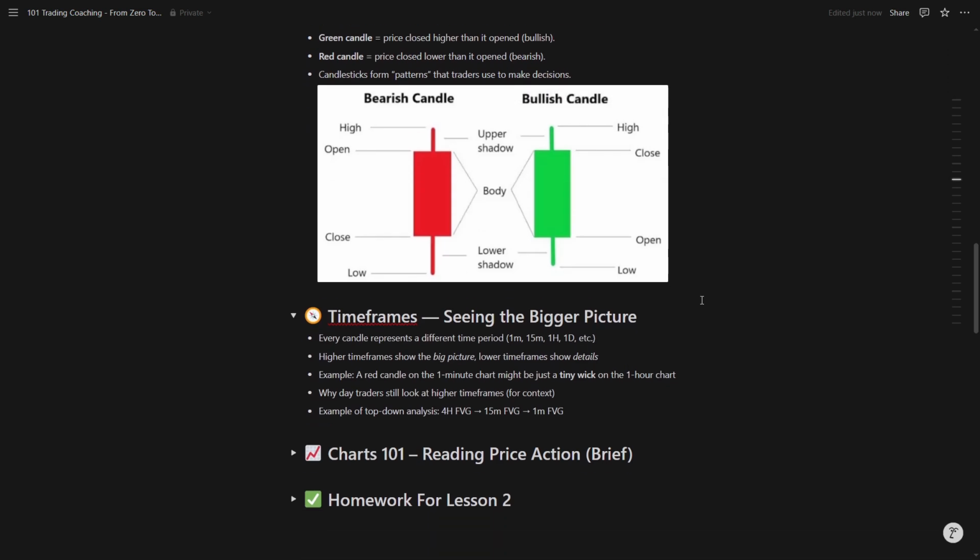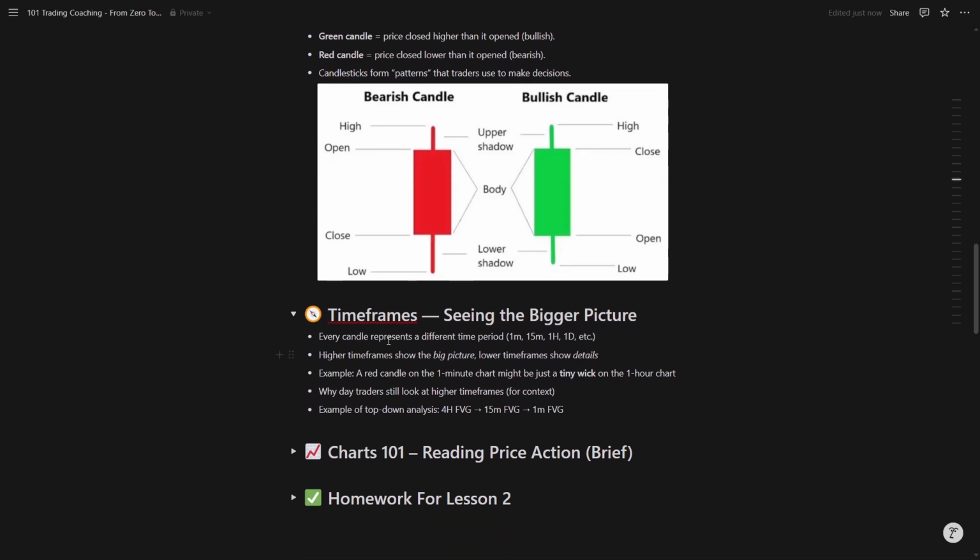Now, regarding time frames, every candle, like we mentioned, represents a different time period. The higher time frames show the bigger picture, and the lower time frames show the details. So, for example, even though we're day traders, we use the higher time frame for context. Me personally, I like to use the higher time frame to know if I can hold trades longer or not, to see if I'm pro trend or against the overall trend. Or if we have any targets on the higher time frame, I can look to hold my day trade longer. That's mostly how I use higher time frames.